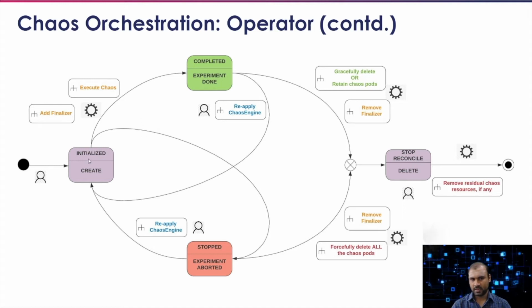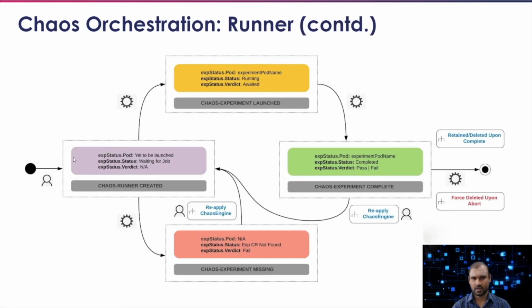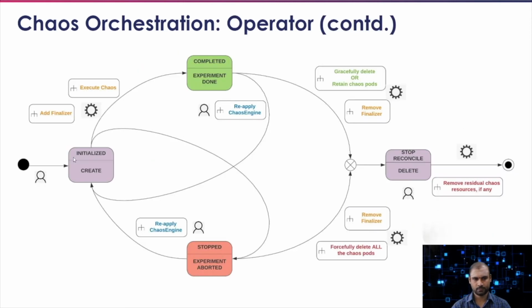We said there are primarily three states: initialized, completed, and stopped. And this is how the state changes. When a user creates a chaos engine, the operator is going to trigger the chaos by launching the chaos runner pod. There is a step here that says add finalizer. What does this mean?